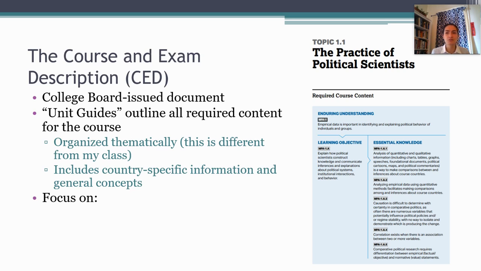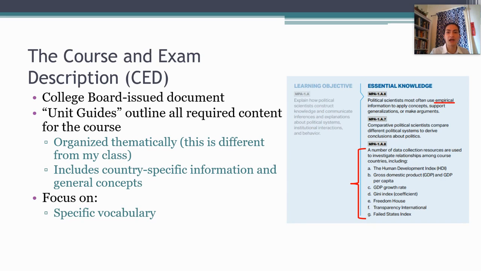When you're looking through the CED, if this is the way you choose to do it, there are basically 3 things that you really want to pay attention to. The first is specific vocabulary. I'm just showing you the second part of topic 1.1, the practice of political scientists.